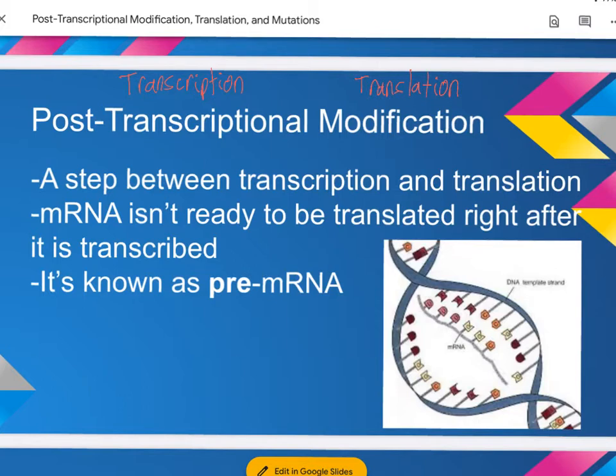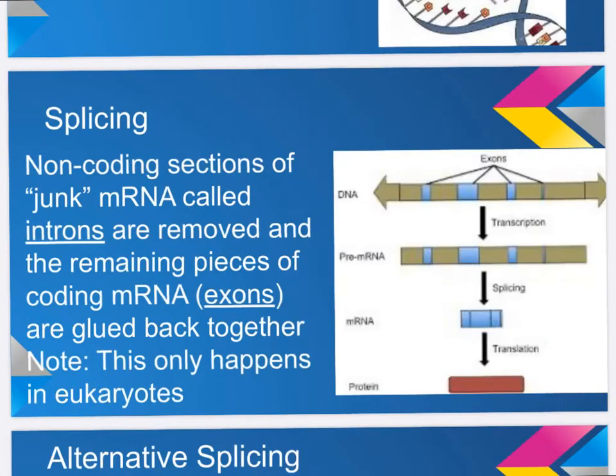a protein. Well, there is actually a little step in between these two steps, and that is called post-transcriptional modification. So after the mRNA gets copied off of the DNA, there's a little bit of a modification that has to occur to it before it's ready to go out to the ribosome. At this point, it's actually known as pre-mRNA when it's freshly copied. One thing that has to happen to it is called splicing.